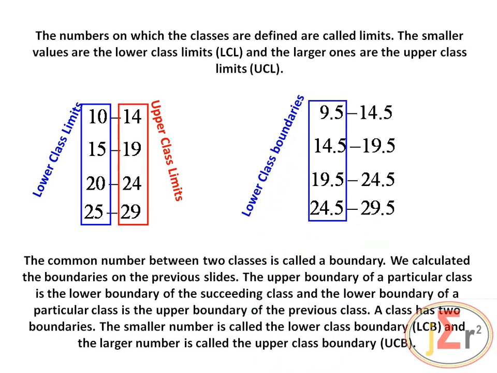Lower class boundaries are on the left, they are the smaller numbers. Upper class boundaries are on the right, they are the larger numbers.